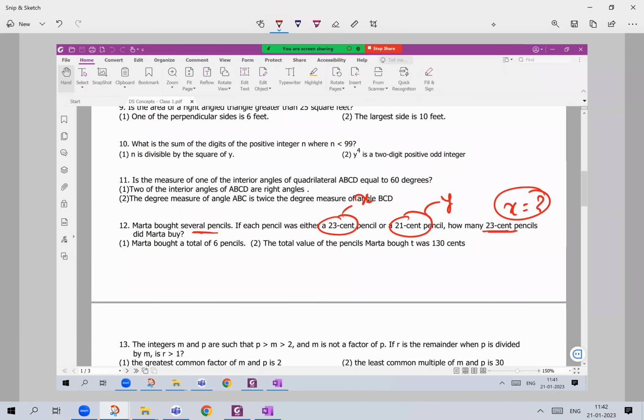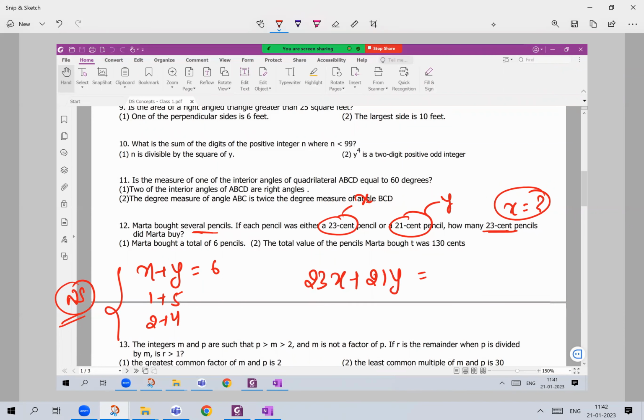Simple logic. Option number 1 says what? A total of 6 pencils. So X plus Y is equal to 6. I can say X could be 1 plus 5, 2 plus 4. 2 different values of X, so I can straight away say this is not sufficient. Simple logic. Second says the total value of the pencils Marta bought was 130. So imagine this is nothing but 23x plus 21y is equal to 130, right?